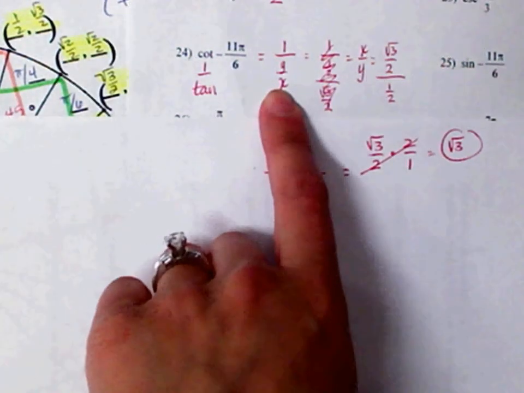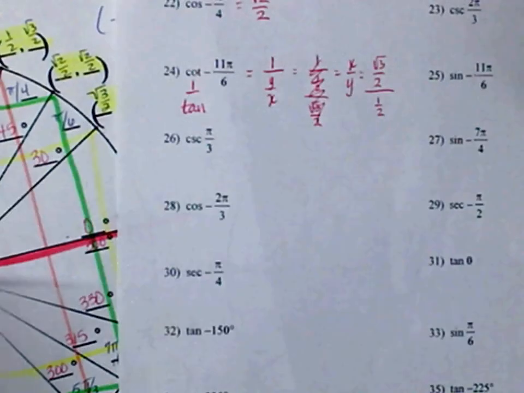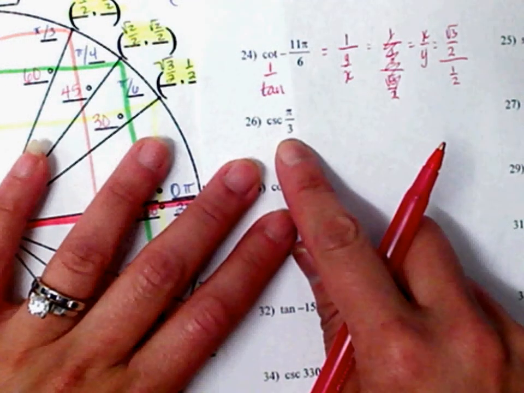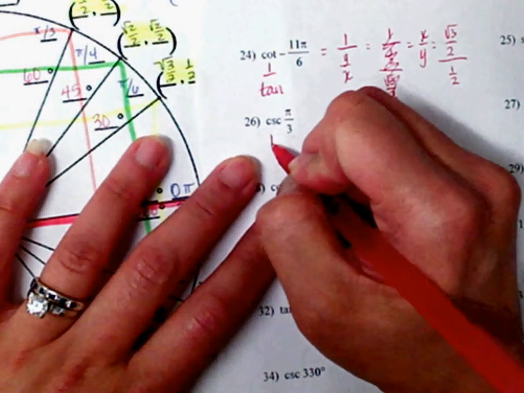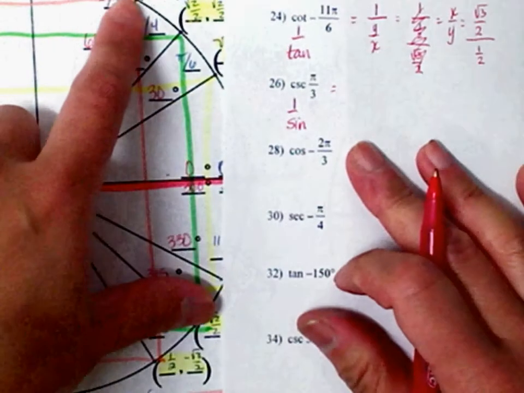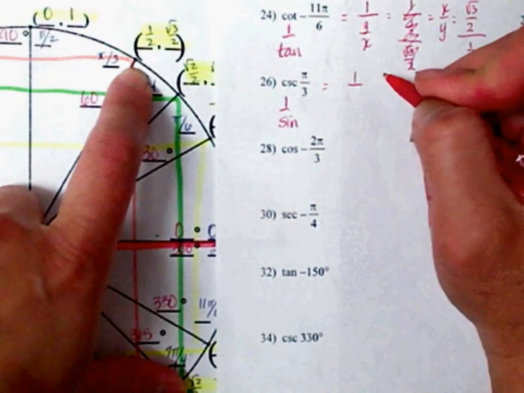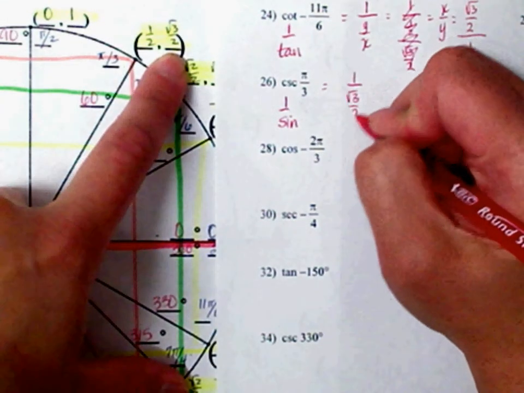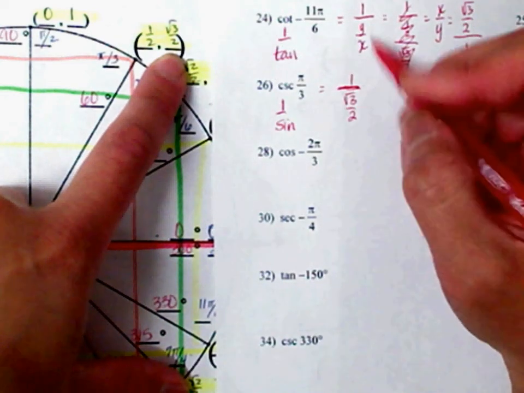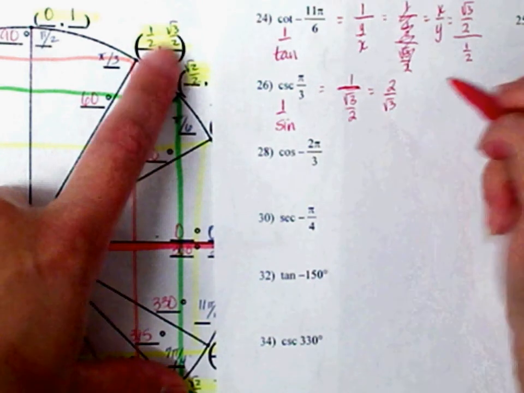Number 26. Number 26, you have 1 over cosecant, which is the same thing as 1 over sine of pi over 3. Where's pi over 3? Pi over 3 is right here. So it's 1 over sine. Sine is square root of 3 over 2. Remember what I said? Anything times 1 is always itself. So all you have to do is take the reciprocal of that. So it'll be 2 over square root of 3. You need to rationalize it. Times the square root of 3 over the square root of 3. So your answer is 2 square root of 3 over 3.